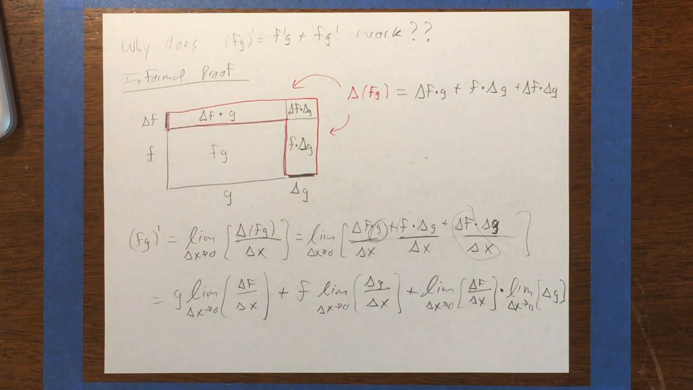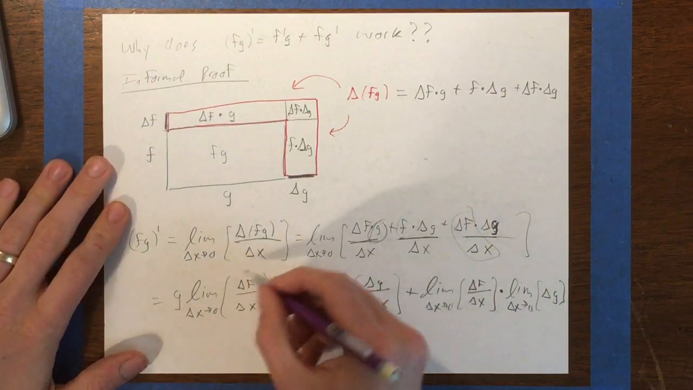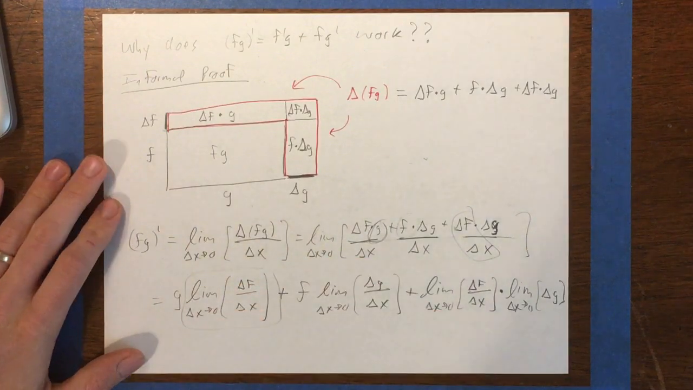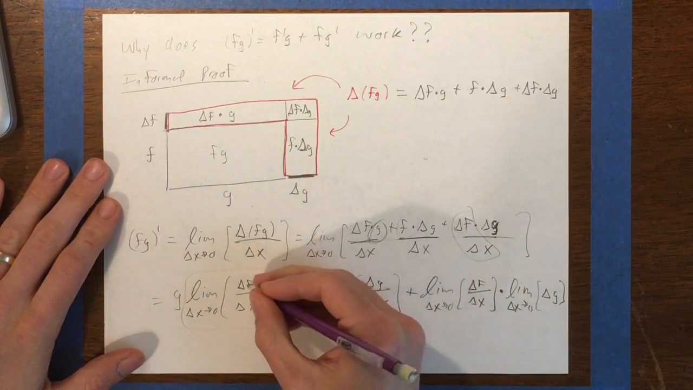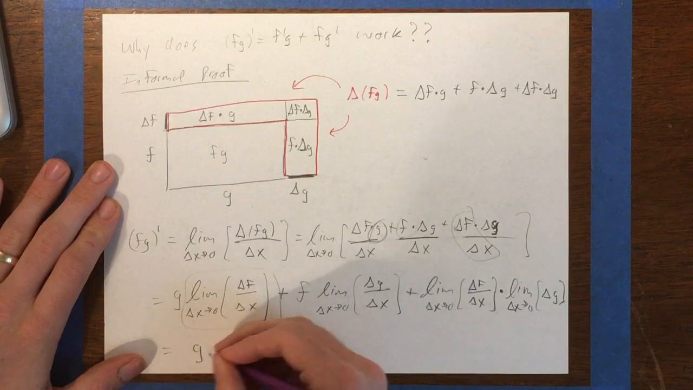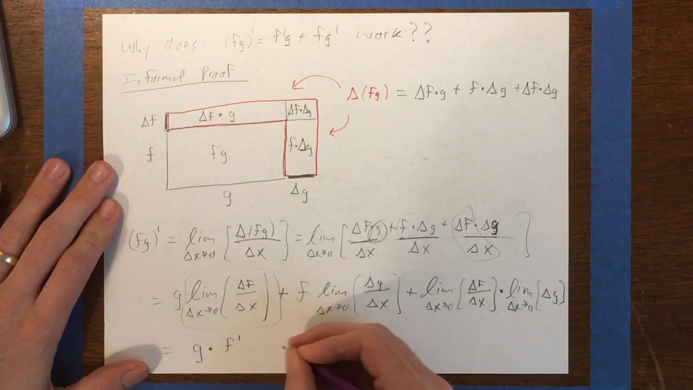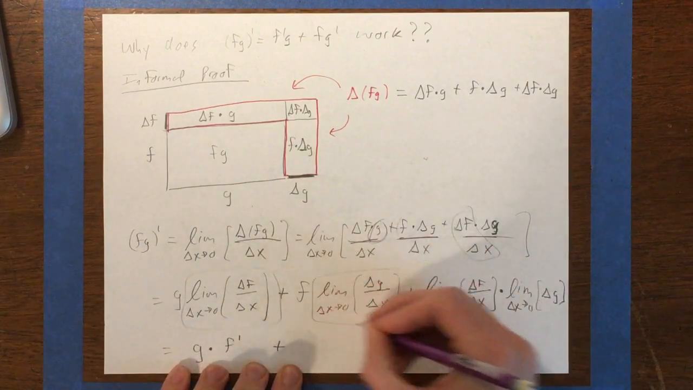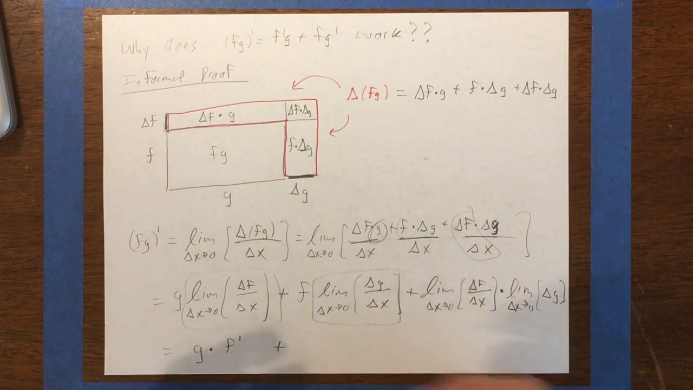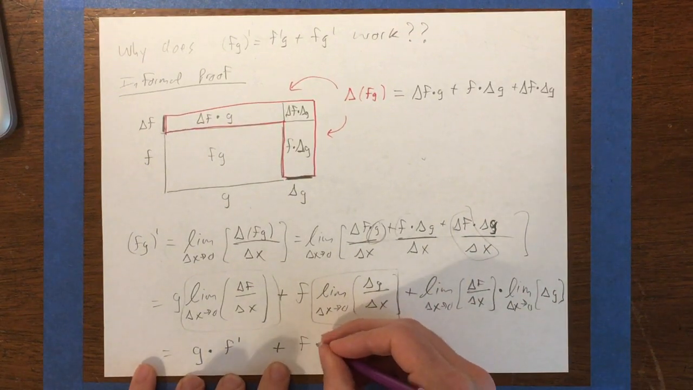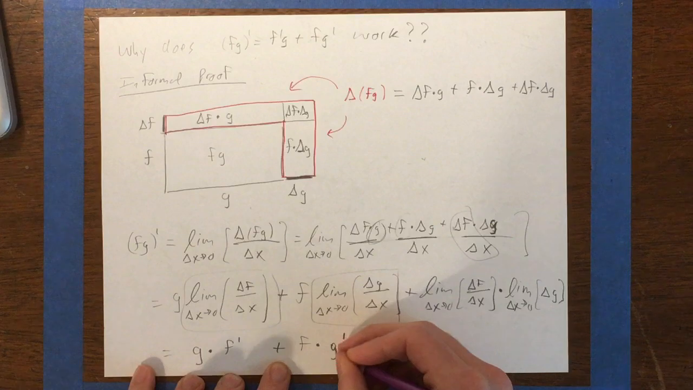All right, so now what do we have? By definition, that chunk right there is f prime. That's the derivative of f. So here's our g times f prime. This part is the derivative of g. That's just f times g prime.